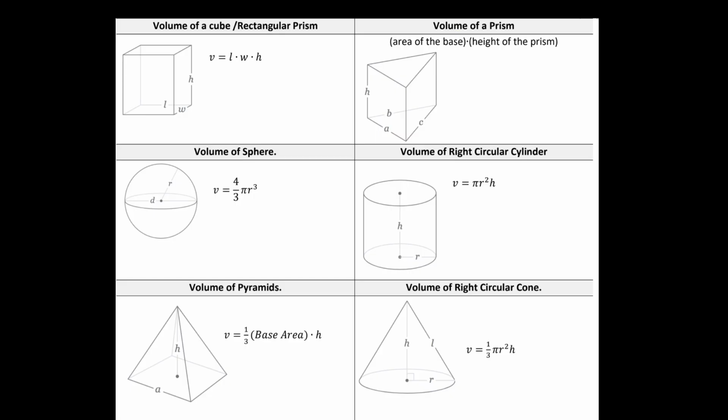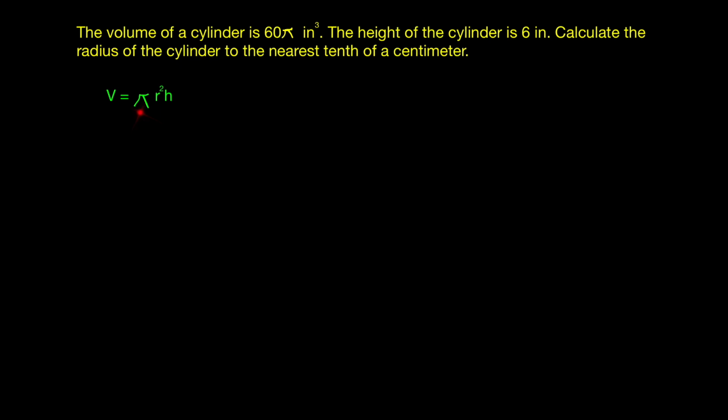So referencing my formula sheet, I can see that the formula of volume of a cylinder is going to be pi r squared multiplied with h. So I'm going to go ahead and grab that formula, and then I'm going to substitute all of the given quantities. Now this problem gave me the volume. It also gave me the height. The height is 6, and we are trying to find the radius. This is what we want.